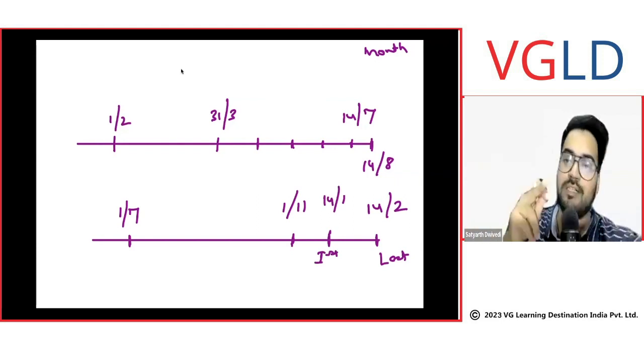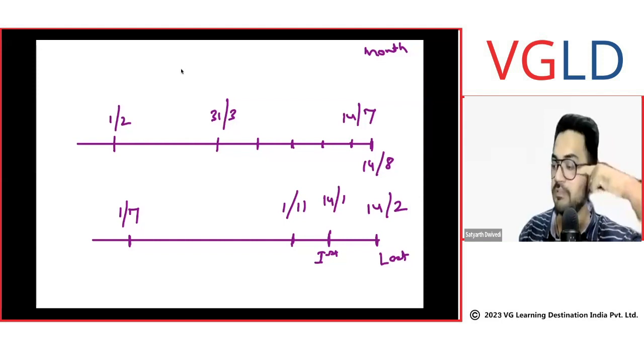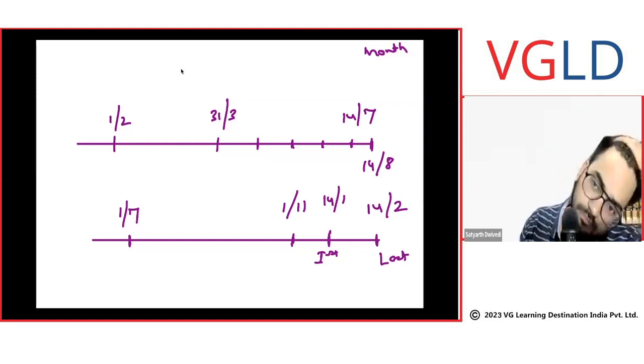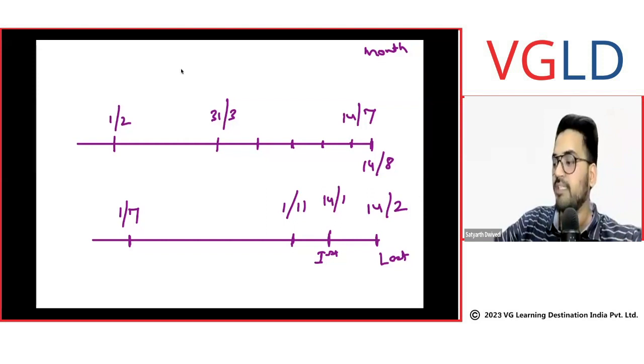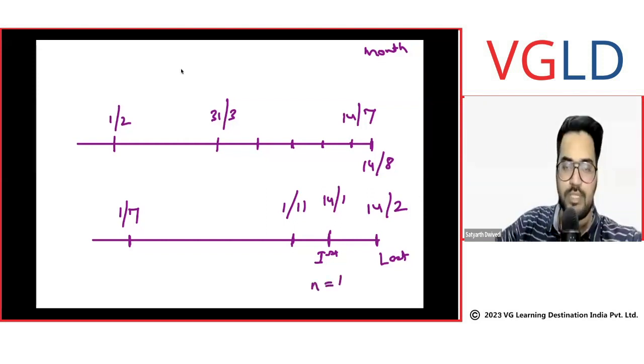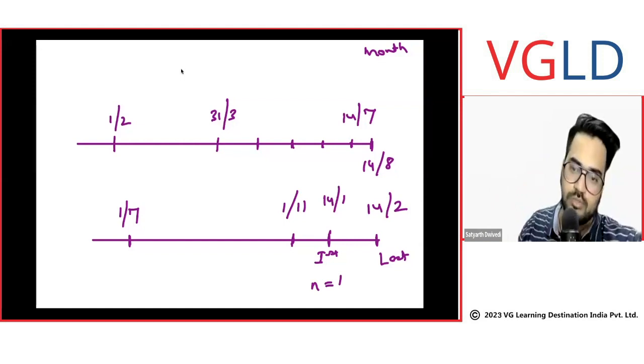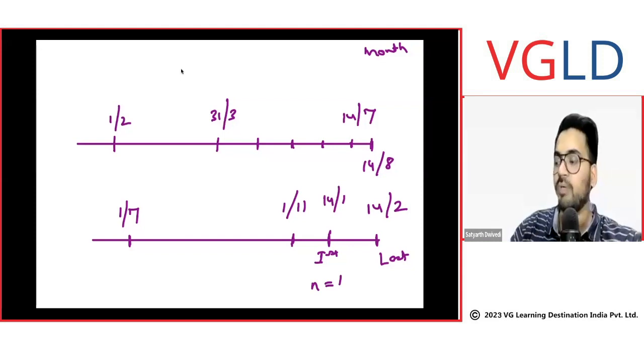How many months are there between first and the last installment? 14 January. So N is equal to 1. In that case, you will take N is equal to 1. Is that clear? Or if it's a 4-month AP, then N is equal to 2. Is that clear? Everyone. In this case, N is equal to 1 because it's just 1 month.